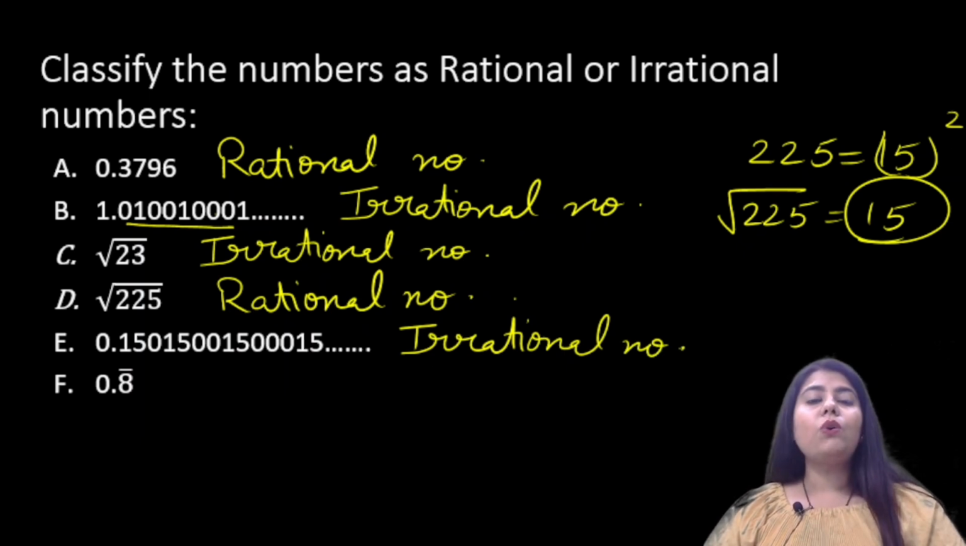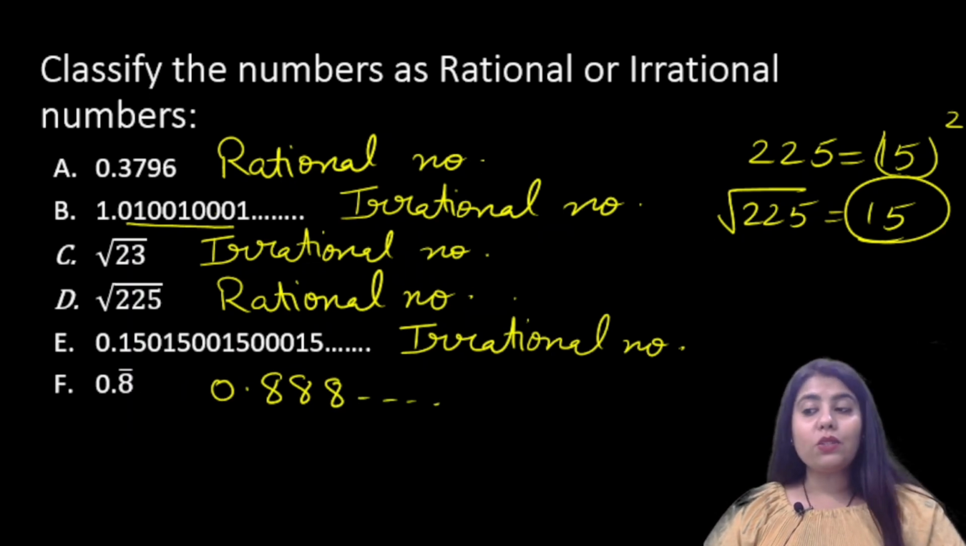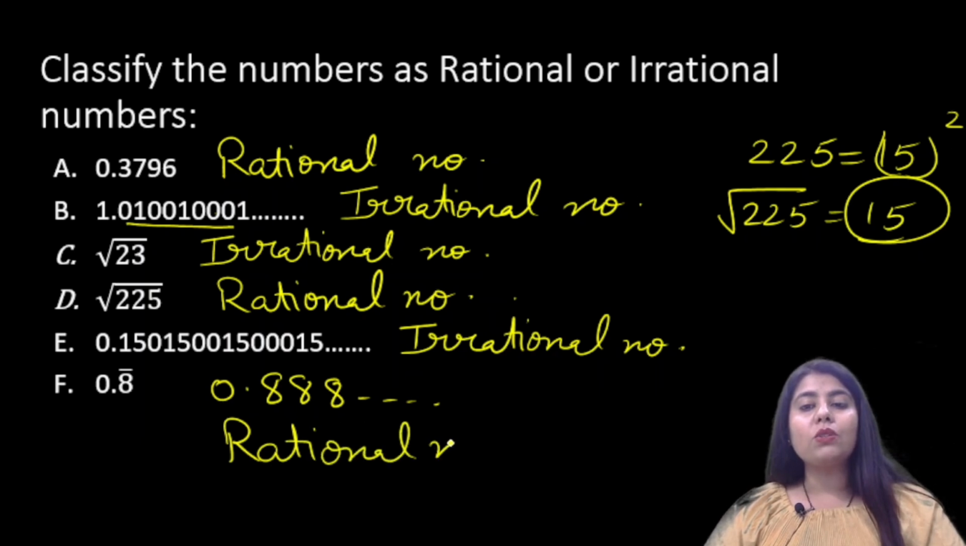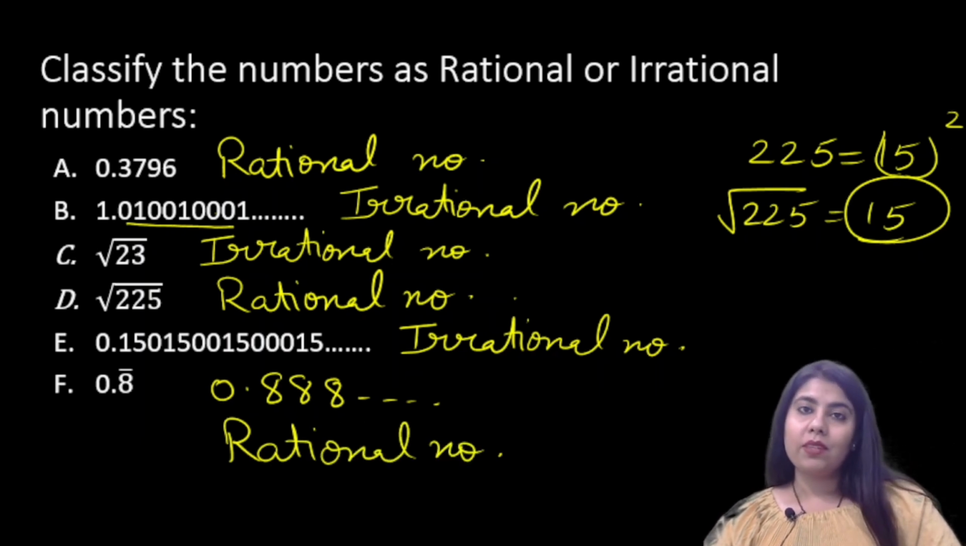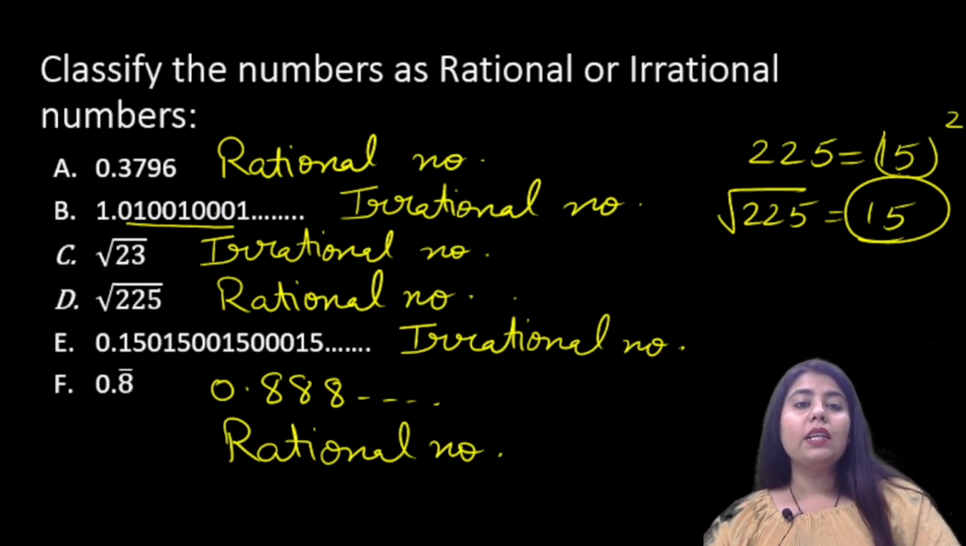Okay, now last part, F part is 0.8 bar. See, 0.8 bar means 0.888 and so on. It is non-terminating, right? But it is following a pattern. 8 is repeating. It means it is a non-terminating repeating number. And we know that non-terminating repeating numbers are rational numbers. So 0.8 bar is also a rational number. Clear?